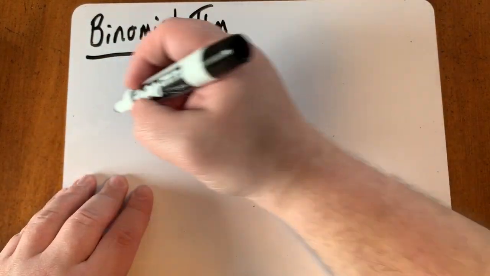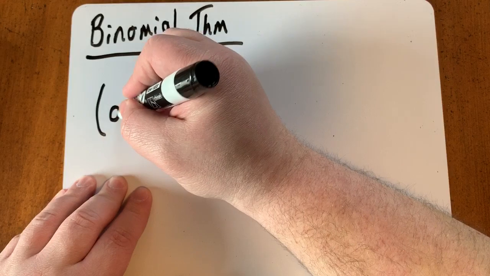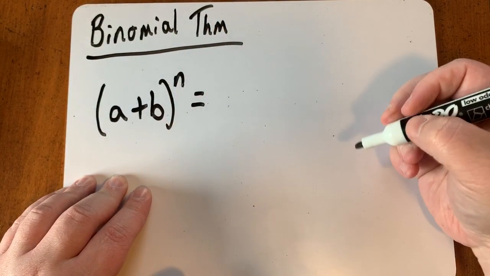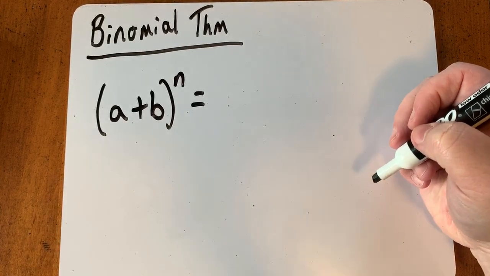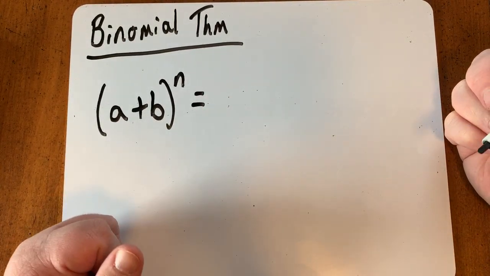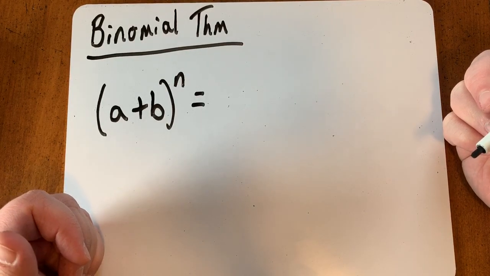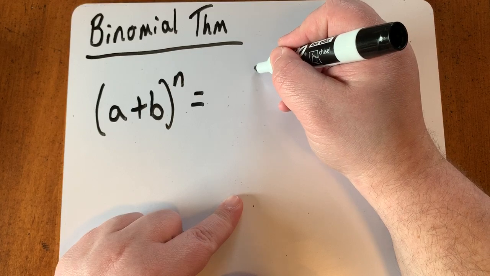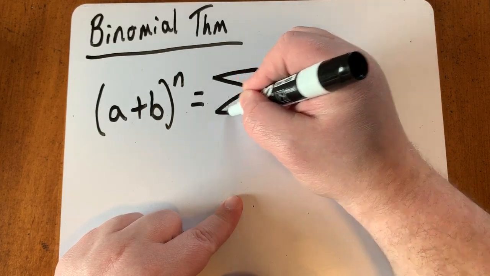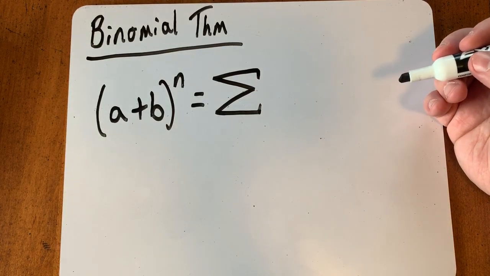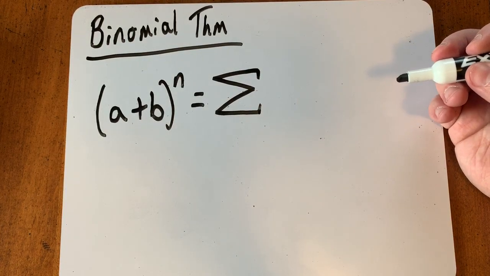So our binomial theorem states that if you have a binomial, a plus b to the n, if you were to expand it, it's going to be a bunch of terms added together. Well, last week we talked about a bunch of terms adding together. It was a sum. And an easy way to represent a sum is with sigma notation.